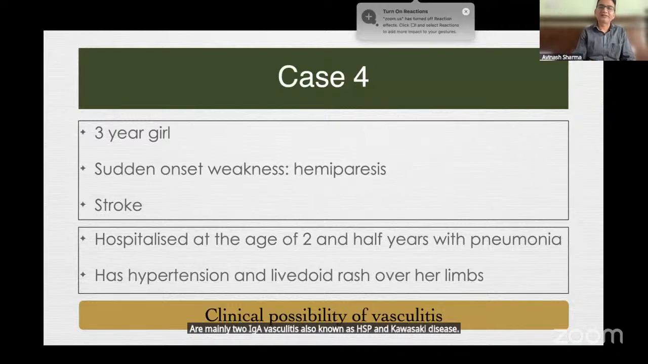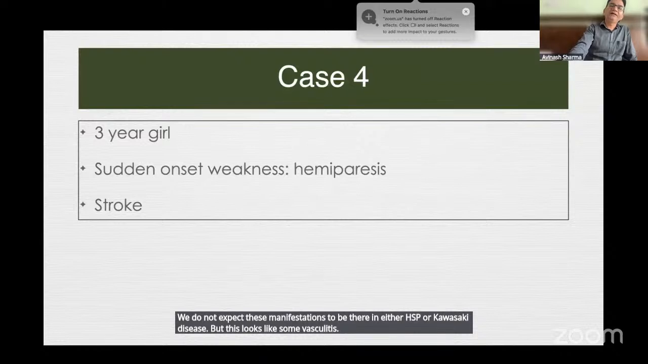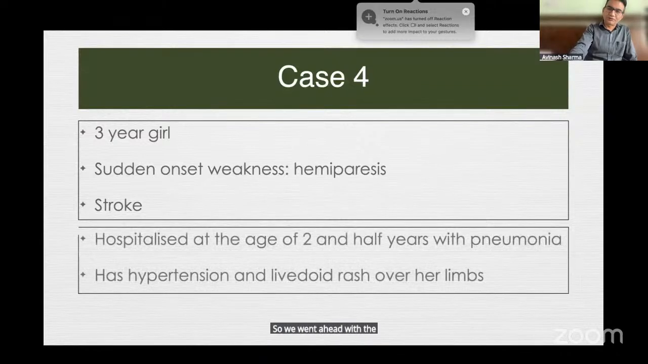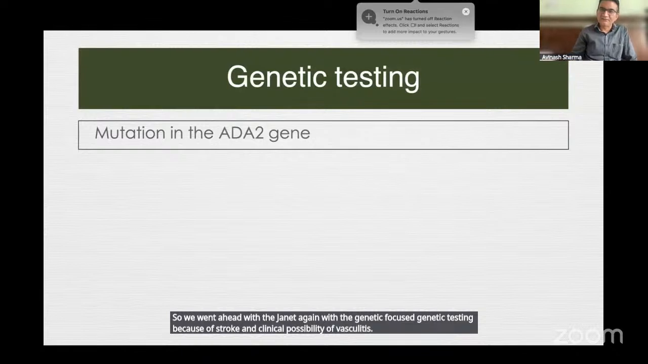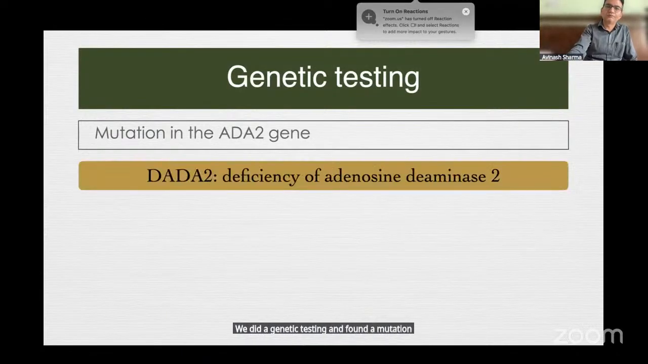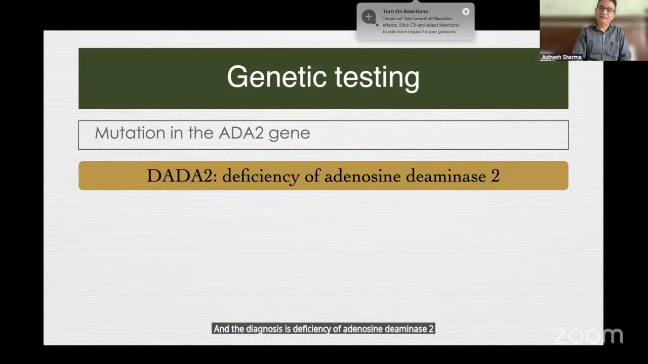We do not expect these manifestations to be there in either HSP or Kawasaki disease, but this looks like some vasculitis. So we went ahead with the focused genetic testing because of stroke and clinical possibility of vasculitis. We did genetic testing and found a mutation in the ADA2. And the diagnosis is deficiency of adenosine deaminase 2, or DADA2, or deficiency of ADA2.